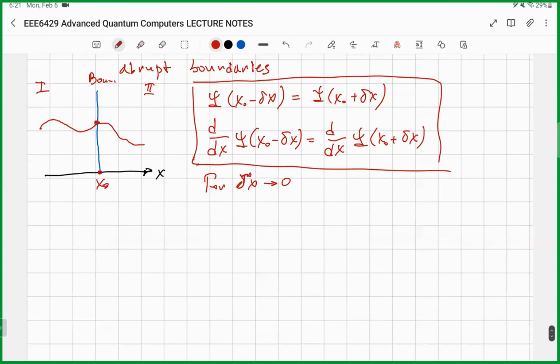Okay, so basically that means that at the boundary, your solution on the left and right side must acquire the same value. Not only the function, but also the derivative of the function across this boundary. Very good. Do you have any questions?